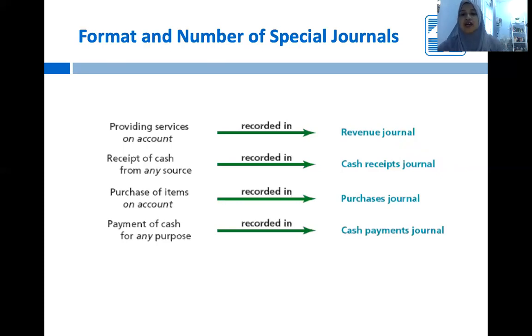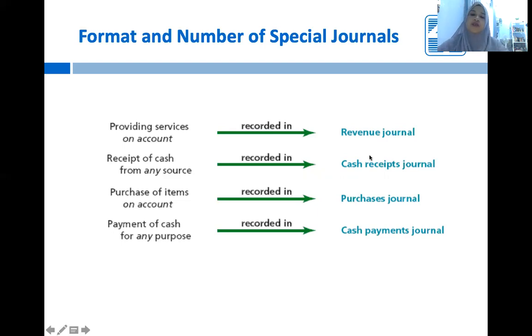And we have the cash receipts journal, which records the receipt of cash from any sources. It may come from the customers, it may come from other parties. Let's say our main activity is providing service, but we also rent out certain of our buildings. So we have rent revenue. Rent revenue also, if it is paid in cash, will be recorded in the cash receipts journal.